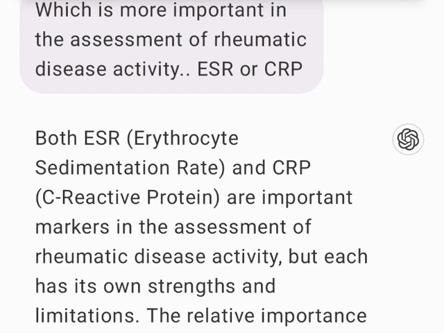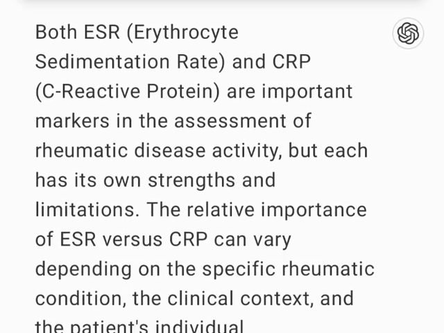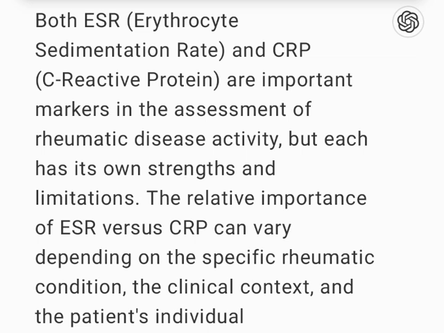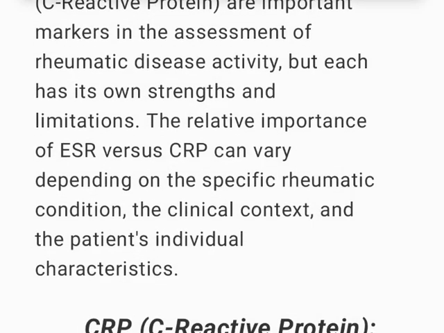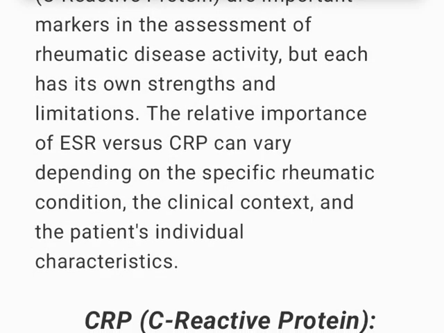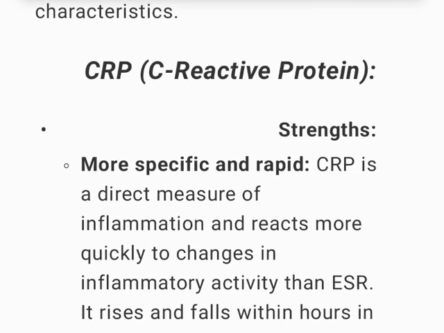Both ESR, erythrocyte sedimentation rate, and CRP, C-reactive protein, are important markers in the assessment of rheumatic disease activity, but each has its own strengths and limitations. The relative importance of ESR versus CRP can vary depending on the specific rheumatic condition, the clinical context, and the patient's individual characteristics. CRP, C-reactive protein, strengths.